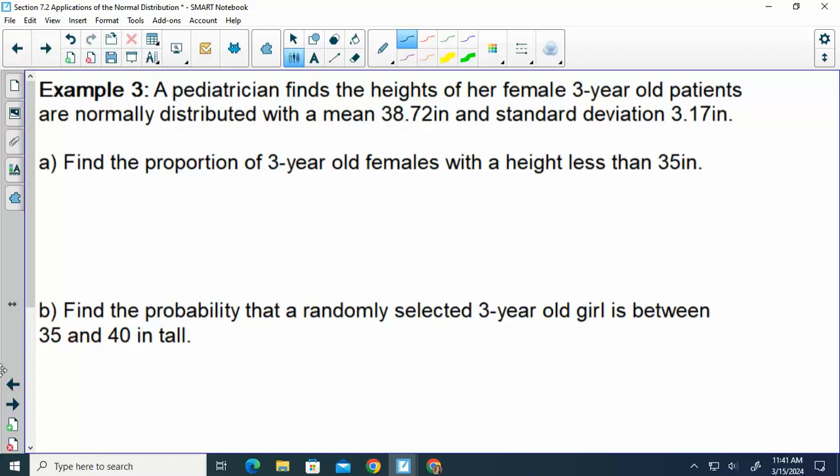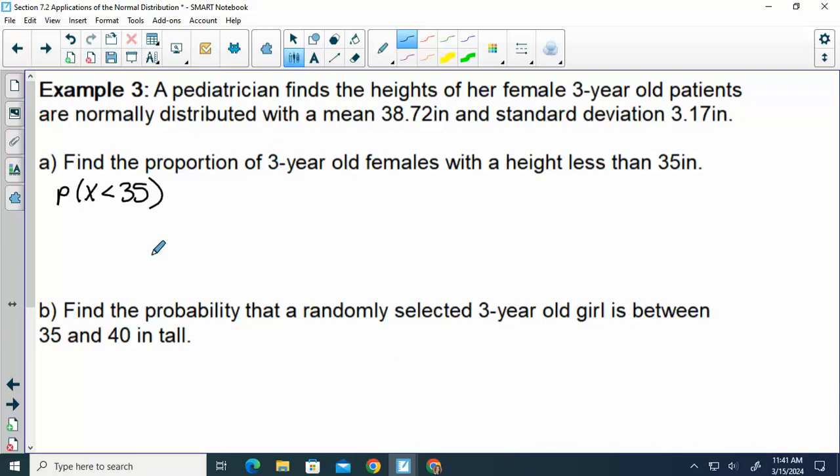Try another one. A pediatrician finds the heights of her female 3-year-old patients are normally distributed with a mean of 38.72 inches and a standard deviation 3.17 inches. Find the proportion of 3-year-old females with a height less than 35 inches. So I'm finding the proportion or the probability that the height is less than 35. Okay, can I look up 35 on my normal table? No. What do we have to do?